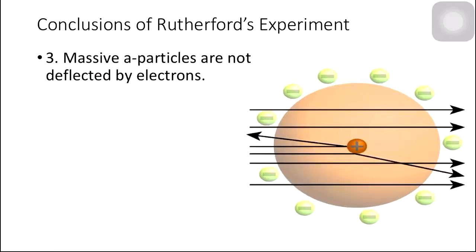According to the third conclusion, massive alpha particles are not deflected by electrons. Students, we know that electron has negative charge and proton has positive charge, and opposite charges attract each other. Due to this reason, massive alpha particles are not deflected by electrons.